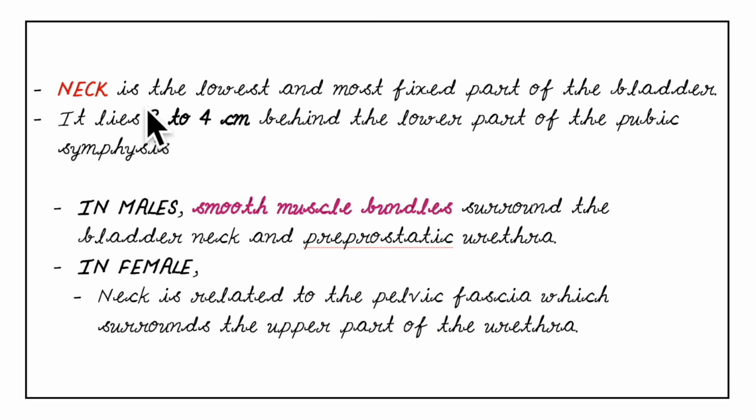Now the triangular area between the two deferent ducts is separated from the rectum by the rectovesical fascia of Denonvilliers. Looking at the relations of the neck, it is the lowest and most fixed part of the bladder. It lies 3 to 4 centimeters behind the lower part of the pubic symphysis. In males, the smooth muscle bundles surround the bladder neck and preprostatic urethra. In females, the neck is related to the pelvic fascia, which surrounds the upper part of the urethra.